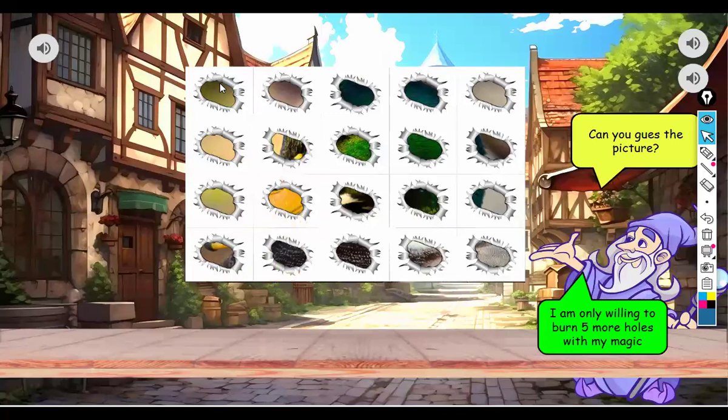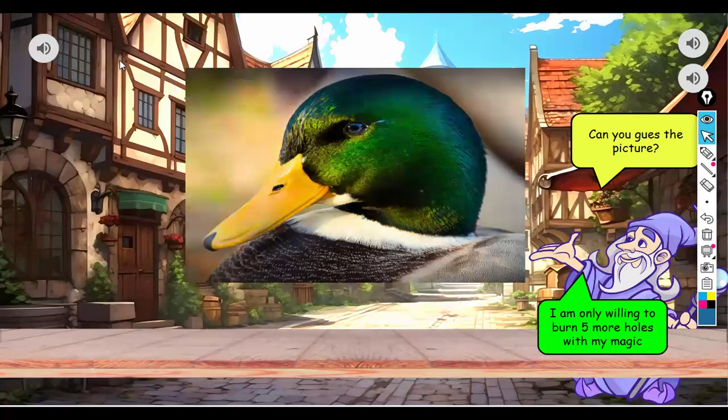But most people got it correct. I just like reading the wrong answers here. A snake, a snail, a parrot. Somebody says it's me. All right, let's see what the correct answer is. It's a duck. Most people got it correct.